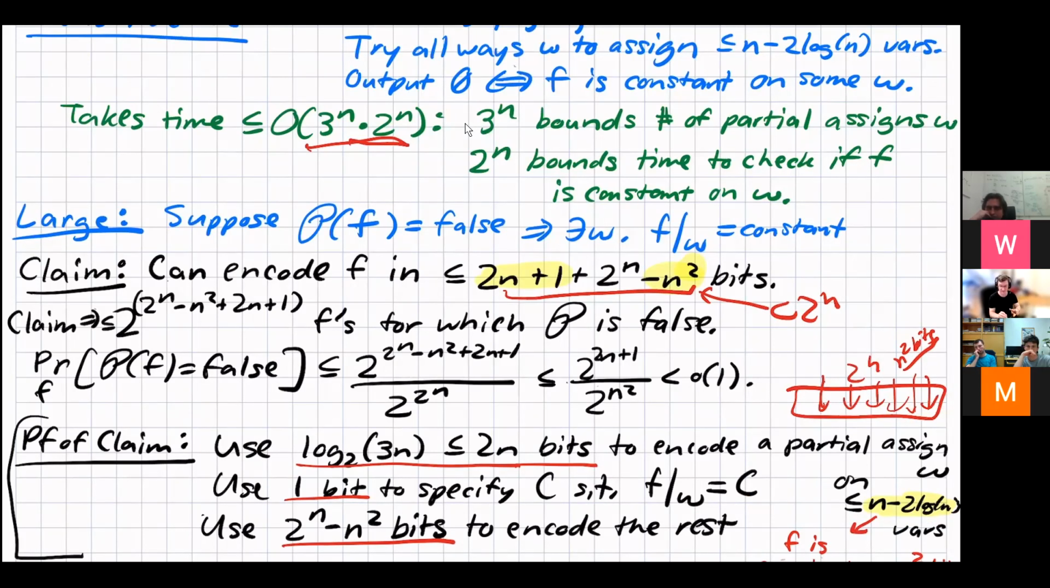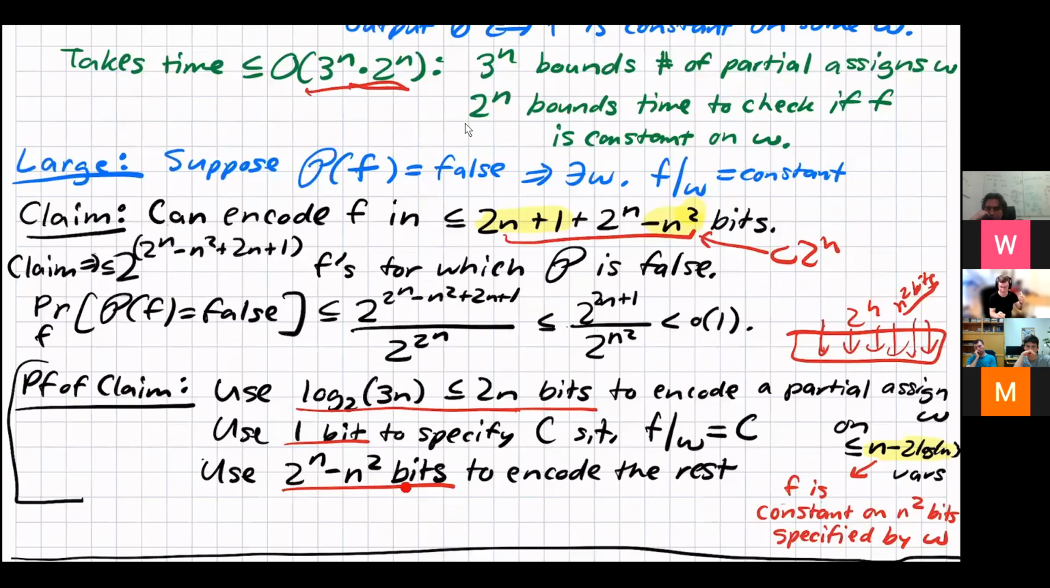So the point is I can use 2 to the n minus n squared bits to encode the rest of the function. I've specified this partial assignment, which specifies these n squared indices. I've told you it's constant on those, and so I just have to tell you the rest of the bits, the 2 to the n minus n squared bits of the rest. It's an encoding argument to show that setting a partial assignment that leaves 2 log n or order log n variables free, but makes the thing a constant, cannot happen for a random function. There are not that many functions for which this is true.